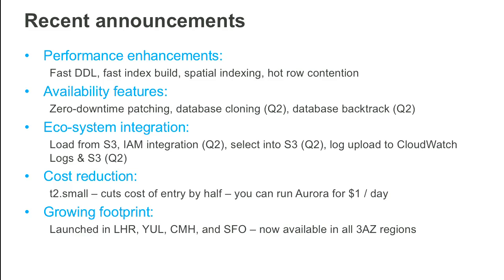And we are also now on many different regions. We've launched in London, in Montreal, in Cleveland, in San Francisco. We're available in all 3 AZ regions. That is, most AWS regions have at least 3 availability zones, and in all of these regions, Aurora is available. There are a few that only have 2 AZs, and Aurora is not available there.